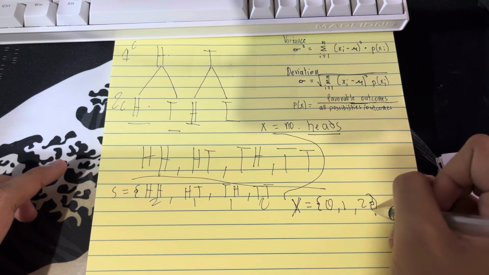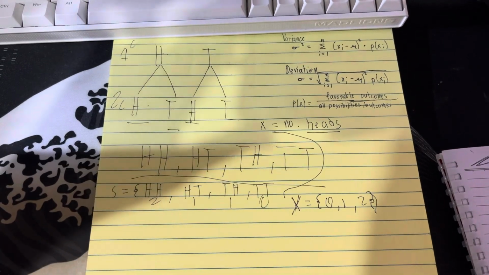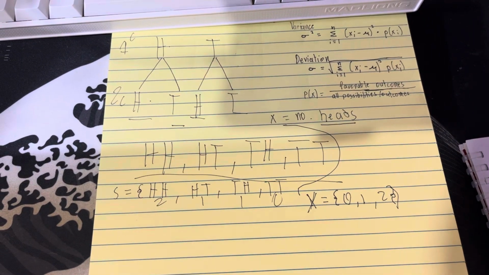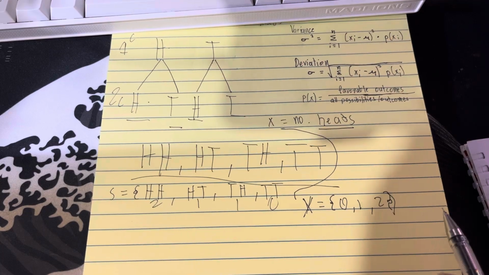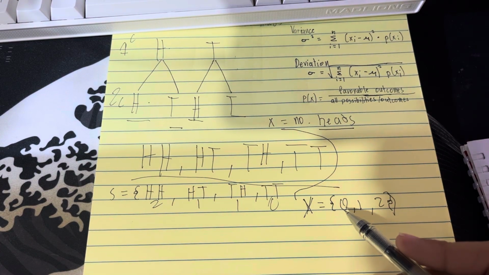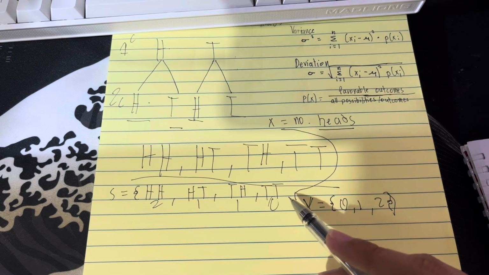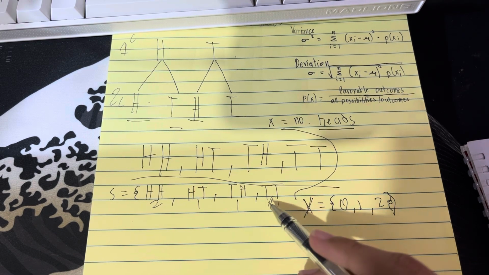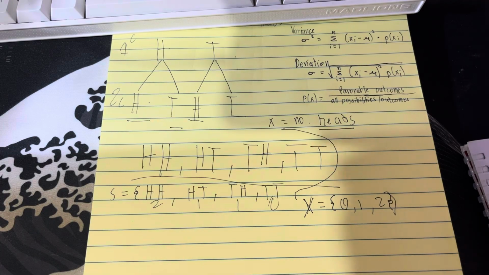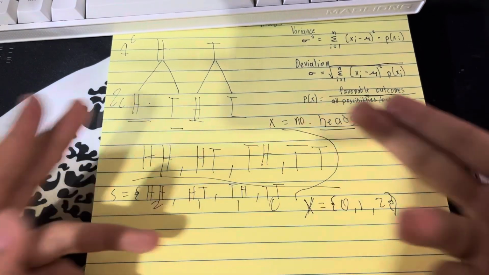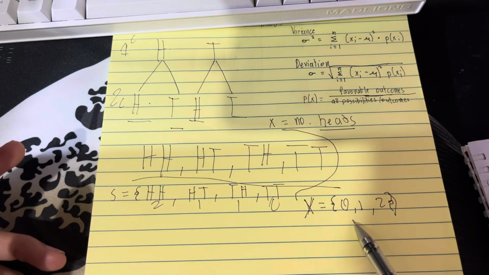Oops, bad bracket. I don't really care. So we know that the values of x can be 0, 1, and 2. Why? Because here it can be 0. That means there are no heads if the outcome of flipping the 2 coins are tails and tails. That means your first coin, you flipped it, tails. Your second coin, you flipped it, tails again. That means there are 0 heads.